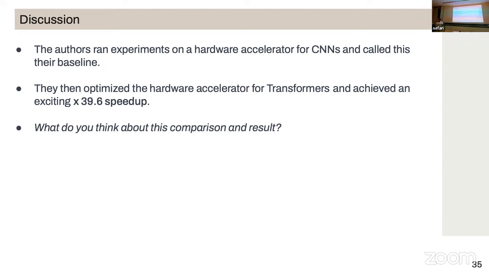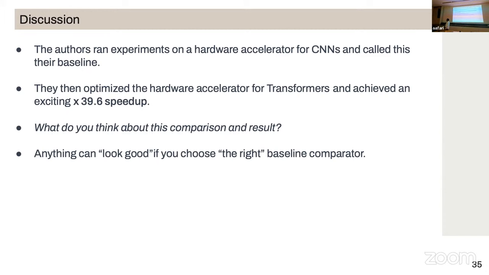Is it a fair comparison? It's kind of weird, right? You have something that's built specifically for CNNs, and then you run experiments on it. Then you run experiments on something that's meant for transformers, and you say, do you see the difference we made? You can make anything look really good if you just choose the right competitor. So if you go out in the club, stand next to somebody where you look more attractive. That's a key insight.